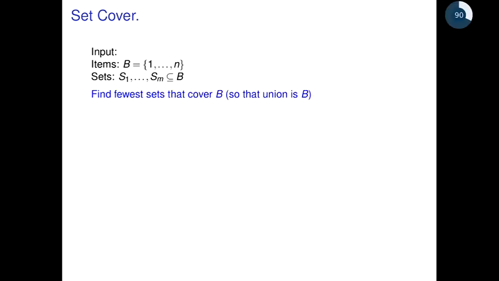So set cover. The inputs are items. You have a set of items, and you can just number them, name them arbitrarily, 1 through n. You have a set of sets, each one a subset of this set of items. You want to find the fewest sets that cover B, so that the union is B. That's what I mean.